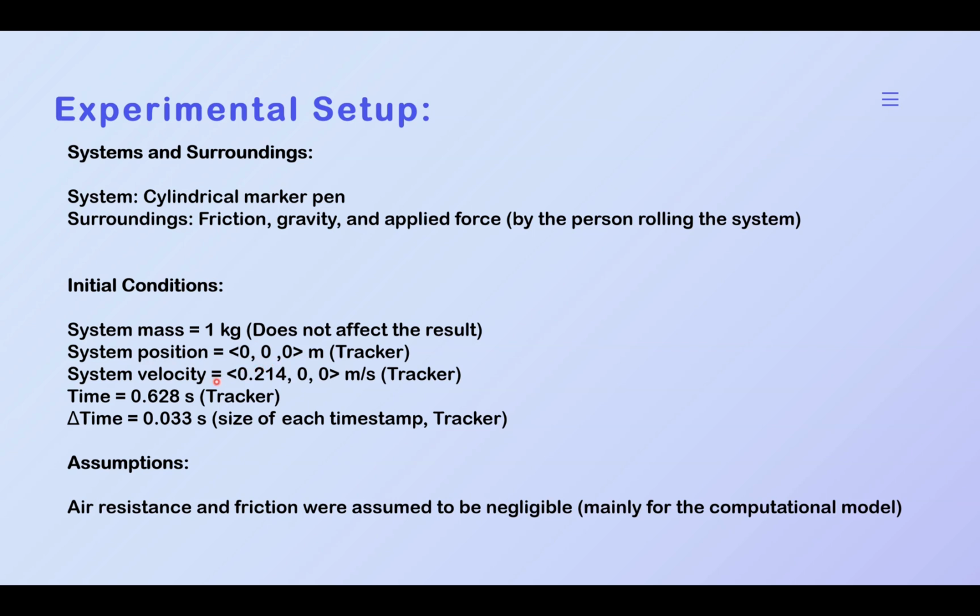And the system velocity, according to the analysis of Tracker, at first is 0.214. The starting time, I set it to be 0.628. And the delta time, which is the size of each timestep by Tracker, is 0.033 seconds. The assumptions we made here are that air resistance and friction were assumed to be negligible, but mainly for the computational model, because we can't really get rid of air resistance and friction.